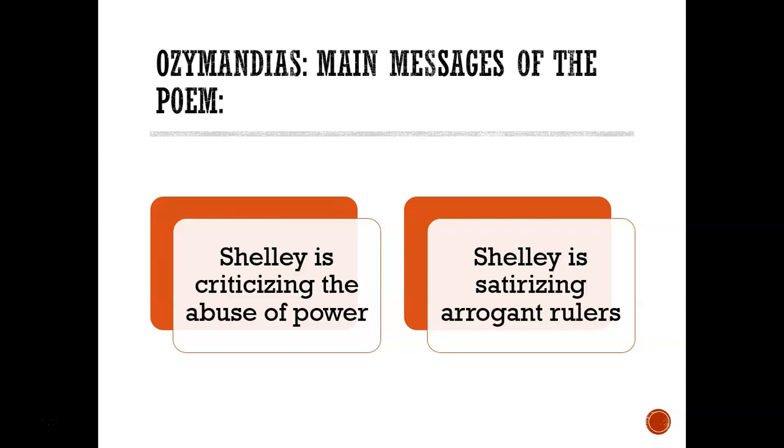And then Shelley is satirising arrogant rulers. What do I mean by satirising? Well, I mean finding a way of criticising in an almost comical or political way, or trying to break them down, trying to destroy their image, much like the statue is destroyed in the poem. So taking this image of arrogant rulers and breaking it apart, finding its flaws and destroying their image.